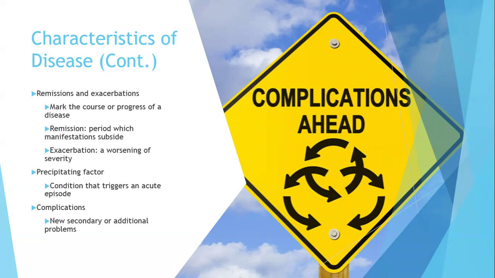Complications are new or secondary additional problems that result from the disease. So some of the complications for diseases can be complications of immobility that the disease causes. So having the initial disease process causes the secondary or additional problem. And we'll talk about tons of those when we start talking about individual pathologies.